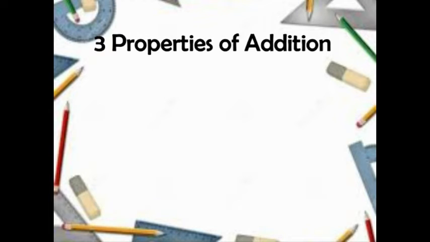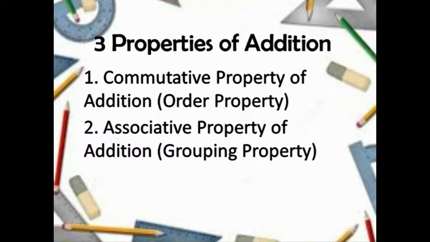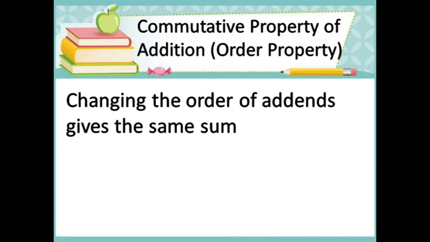So next is the properties of addition. We have three properties of addition, and these are the commutative property of addition or the order property. Second, the associative property of addition or the grouping property. And lastly, the identity property of addition. So let's talk first about the commutative property of addition, also known as the order property. Changing the order of addends gives the same sum. So it means if you change the position of the addends, the answer is still the same.